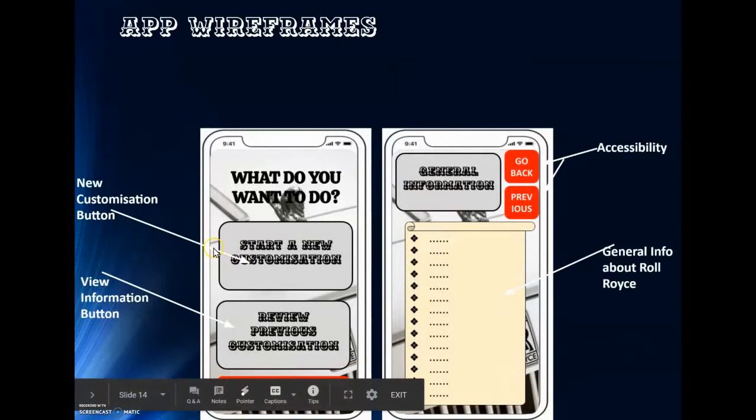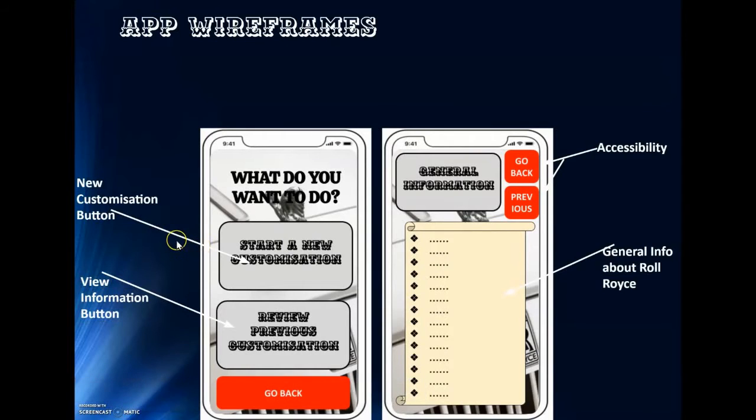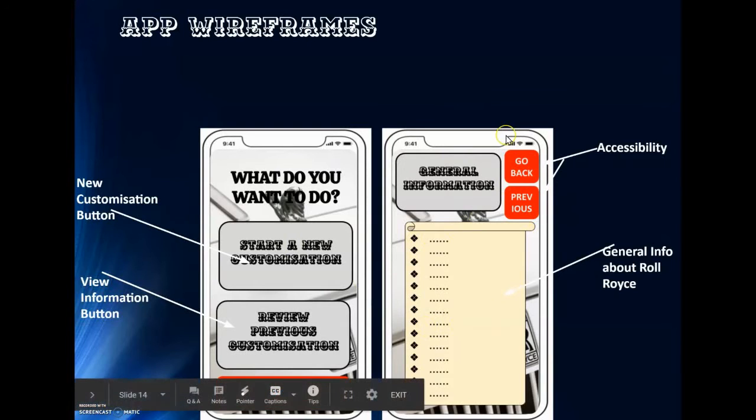This wireframe is about the customizations and the general information. So there's a new customization button for accessibility, and there's a view for the previous customization for accessibility. There's also the accessibility for the go back and previous buttons, and the general information about Rolls-Royce. And there'll be two of these screens because there's a lot of information about Rolls-Royce.